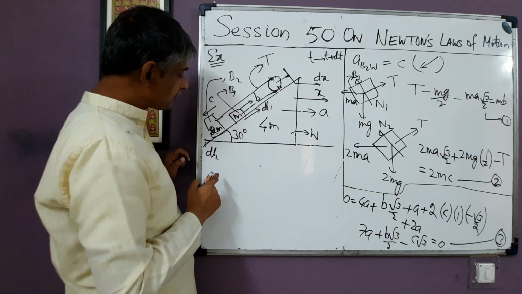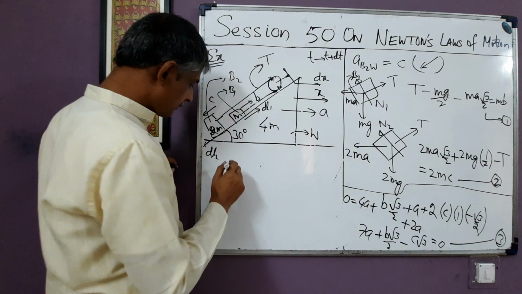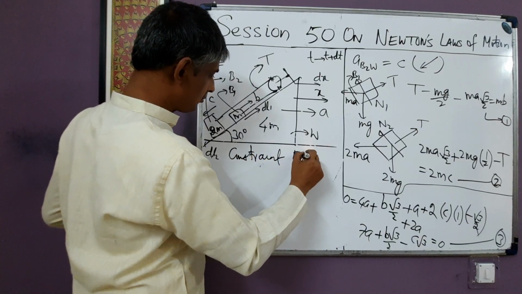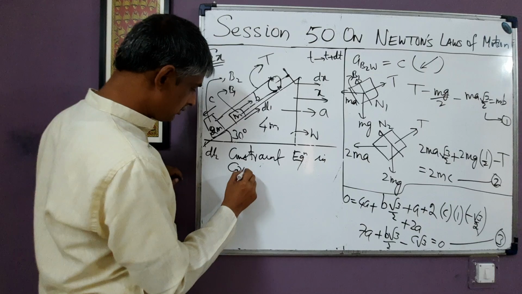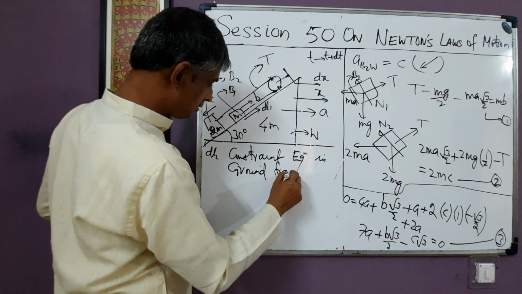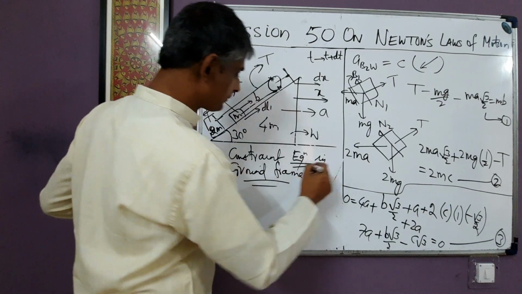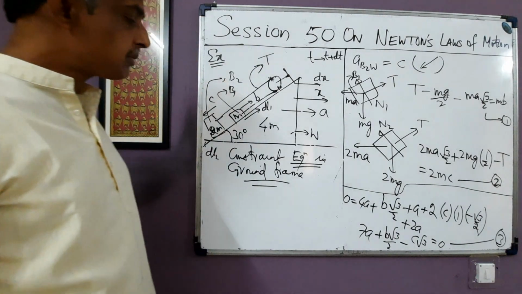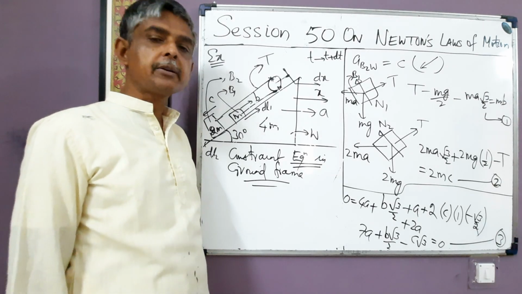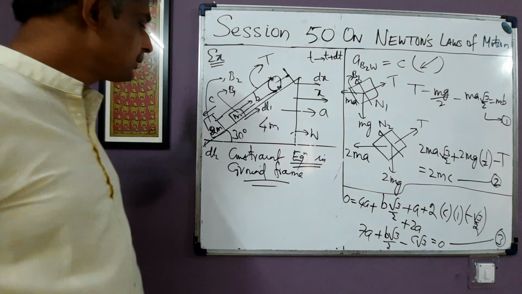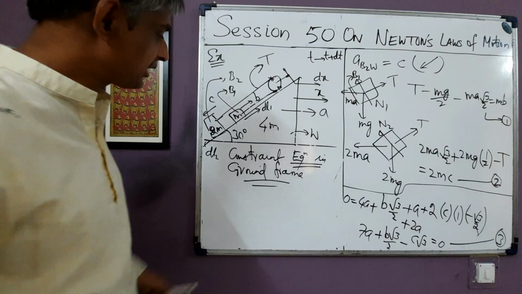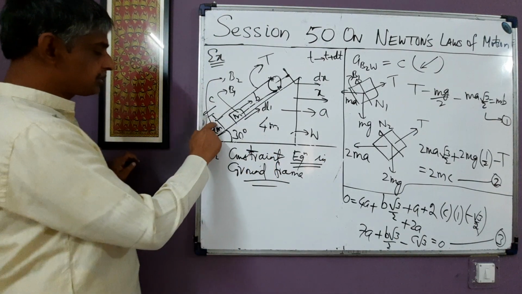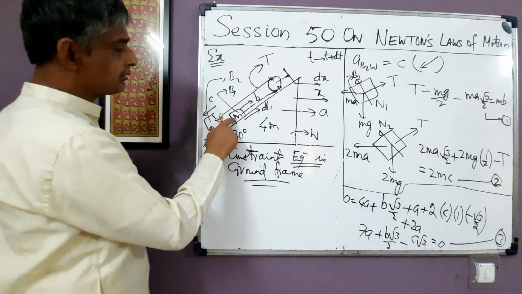So I'll write down the constraint equation in ground frame. While writing the constraint equation in ground frame, all the displacements of the bodies concerned have to be taken with respect to the ground frame. Displacements of all the bodies concerned have to be taken with respect to the ground frame. Okay. So let us take this point first, or we take from here.